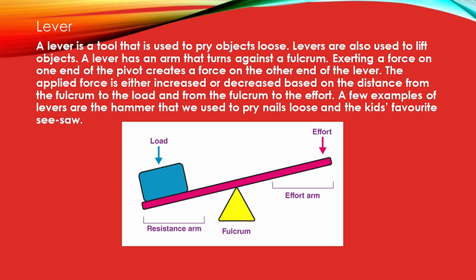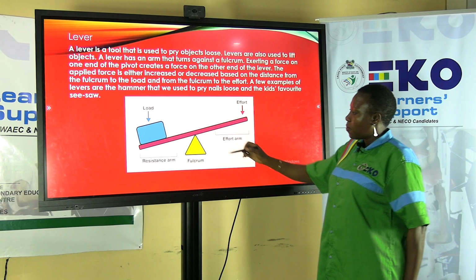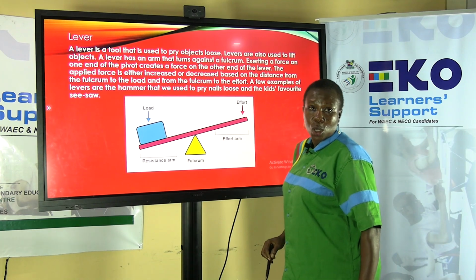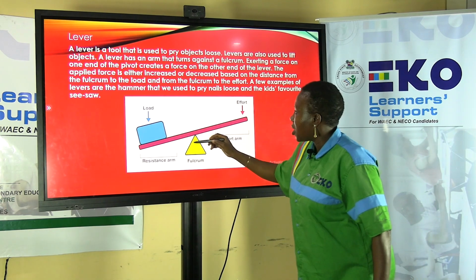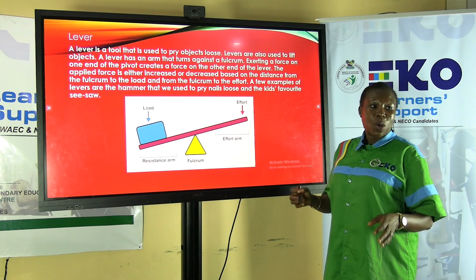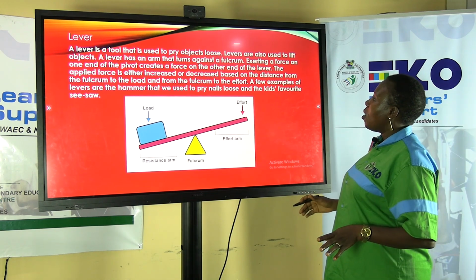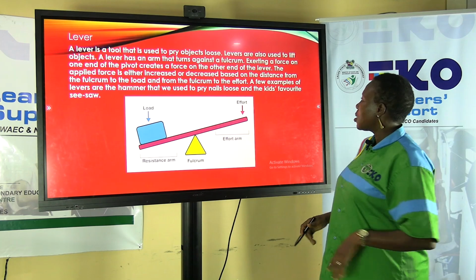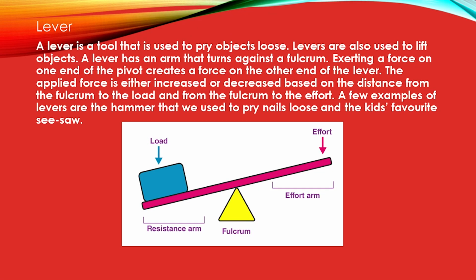The applied force is either increased or decreased based on the distance from the fulcrum to the load. This is the fulcrum and this is the load. So it depends on the distance from here that determines whether we are going to increase or decrease the applied force, from the fulcrum to the load and from the fulcrum to the effort.